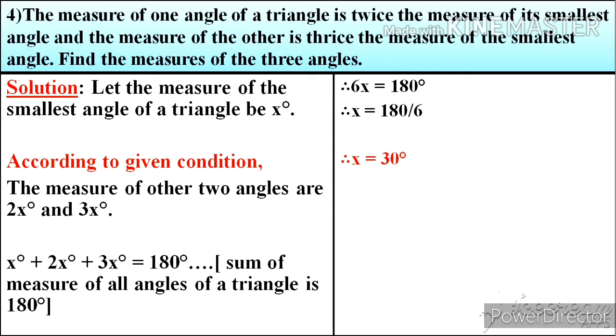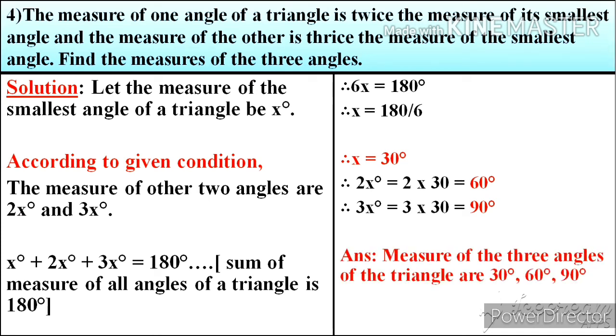Now student, our second angle is 2x, meaning 2 multiplied by x. The value of x is 30 degrees, so 2 into 30 is 60 degrees. Our third angle is 3x, meaning 3 multiplied by x. The value of x is 30 degrees, 3 into 30 is 90 degrees. Therefore, the measures of the three angles of the triangle are 30 degrees, 60 degrees and 90 degrees.